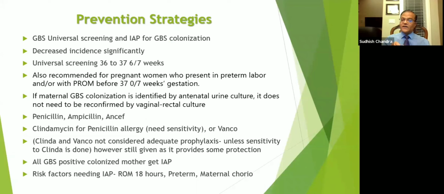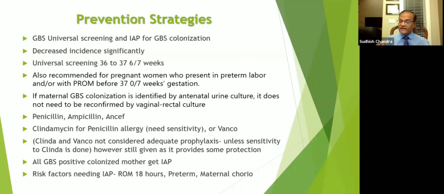I won't read through this, but all the mothers get universally screened for GBS at 36 to 37 or 38 weeks. And anyone who is positive gets either penicillin, ampicillin, or cefazolin. If they are allergic, then clinda and vanco. And if they get it for more than 4 hours, that is considered adequate intrapartum prophylaxis. If they do not get more than 4 hours of antibiotics, then the baby needs to be screened and they get their labs and all those kinds of things done.